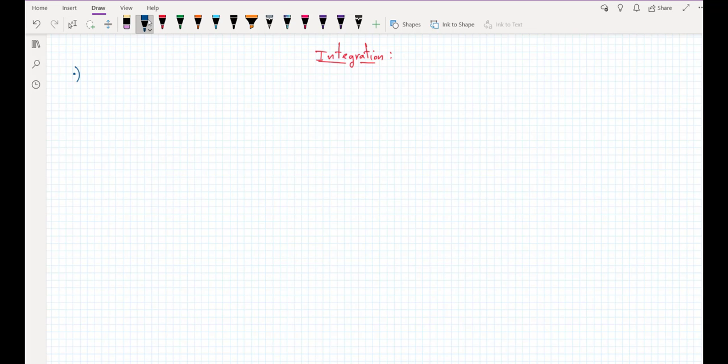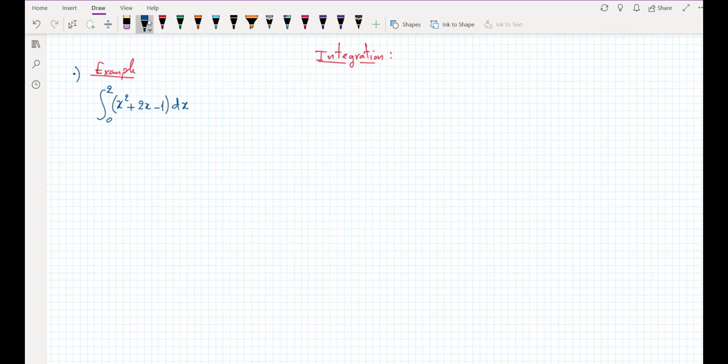In this video, I will try to explain integration and how to use the technique of integration by parts. So let's start with an example. We want to calculate the integral between 0 and 2 of x squared plus 2x minus 1 dx.